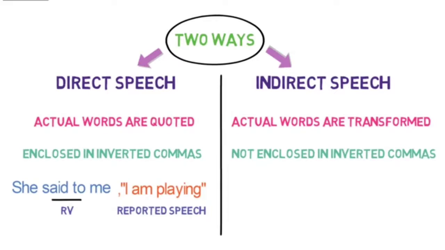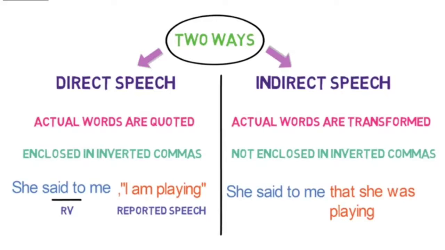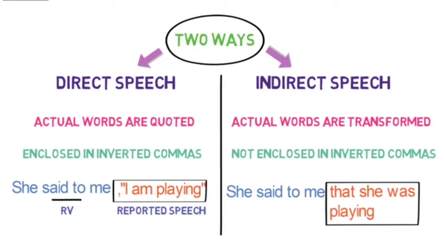In indirect speech, it will be changed as she said to me that she was playing. Now you can see the transformation. The second sentence is the transformation of the first sentence. Children, now let's look on to the next part of the session, that is conversion of direct into indirect speech.